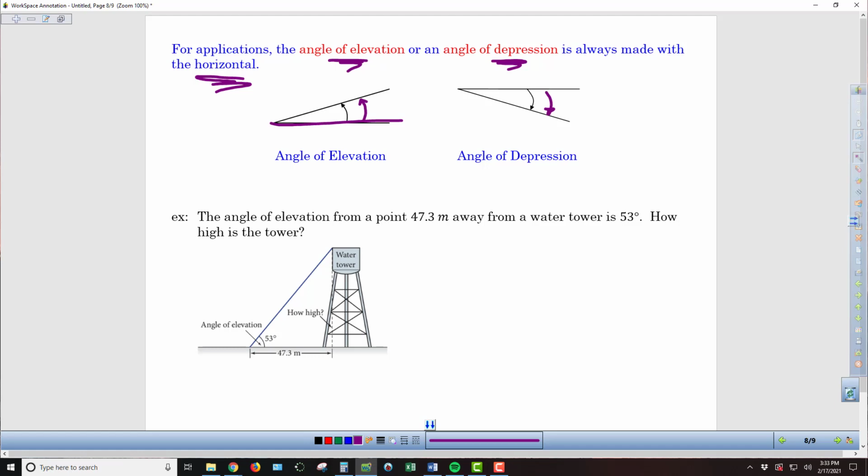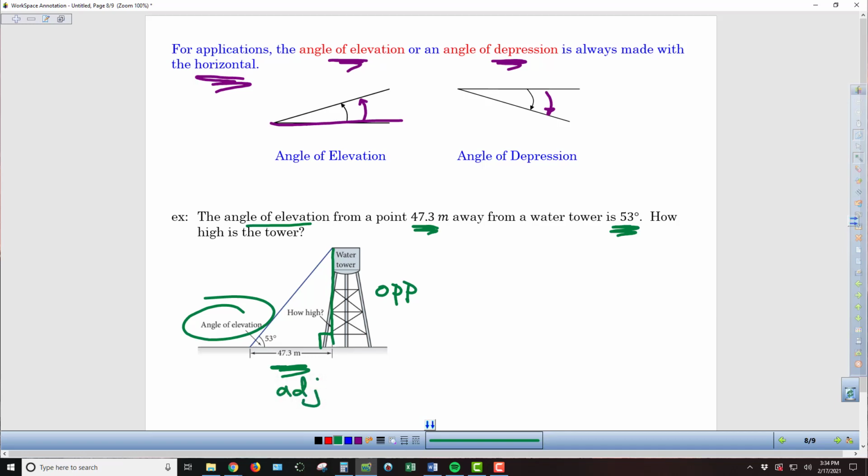So in the example that we see below, we can see that we have an angle of elevation of 53 degrees. So that's shown here in our diagram. And then that point is 47.3 meters away. So we can see that in the diagram. So the question is, how high is this water tower under these conditions? And so if we're going to use this 53-degree angle, the side over here that we're interested in, hopefully we recognize that as being the opposite to that 53-degree angle. And then the 47.3 is not the hypotenuse because it's not across from the 90-degree angle, so it's our adjacent.